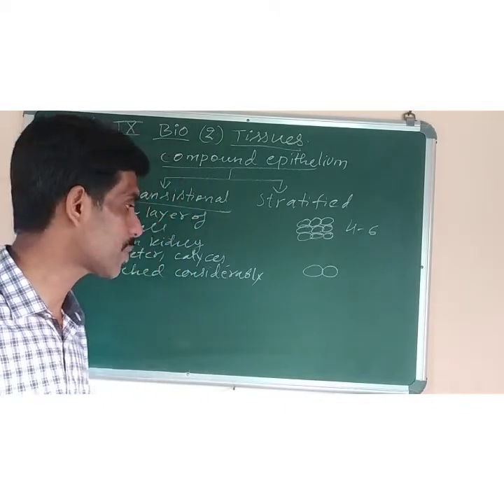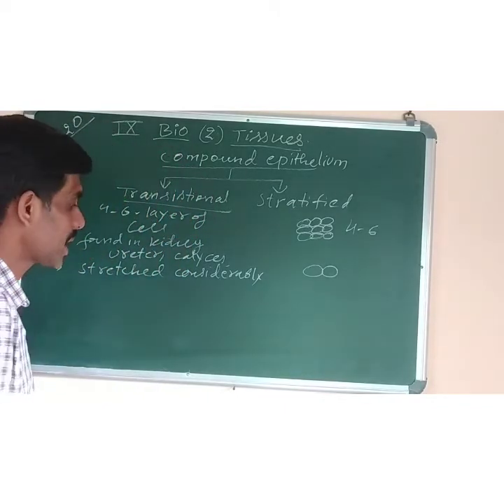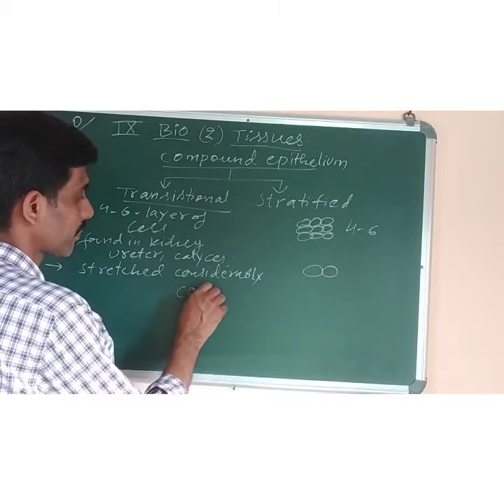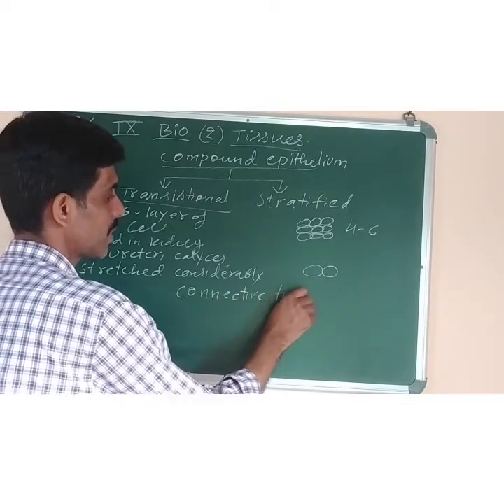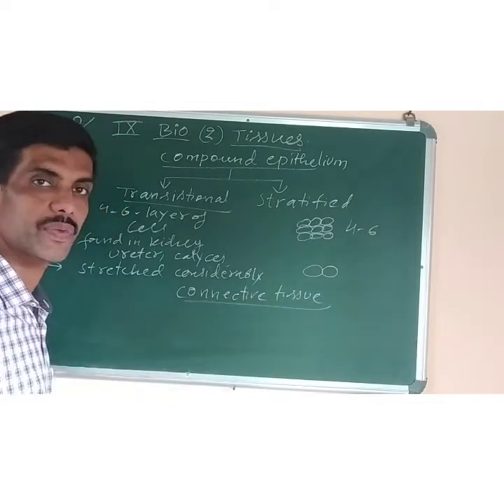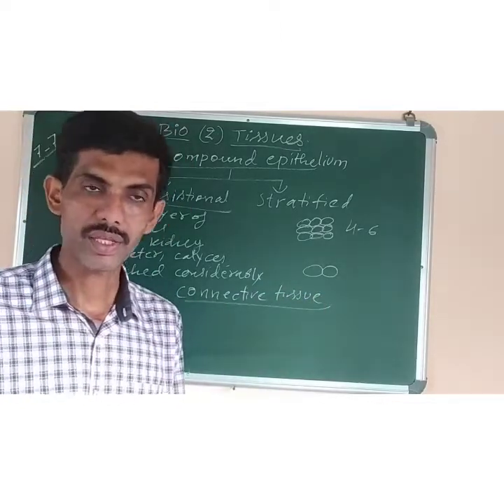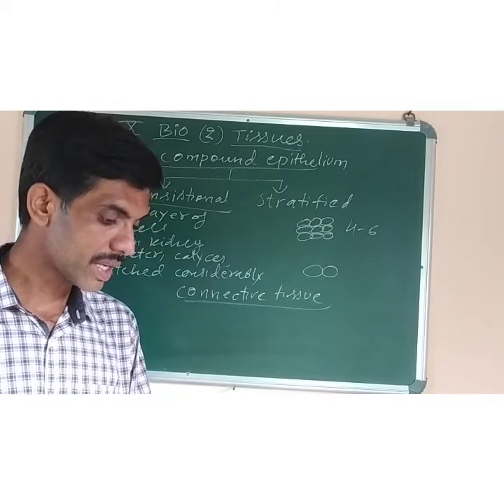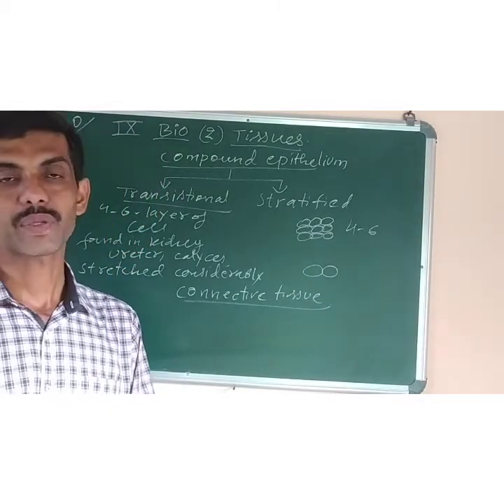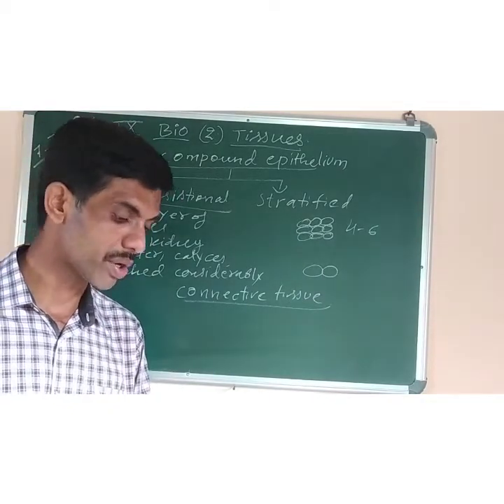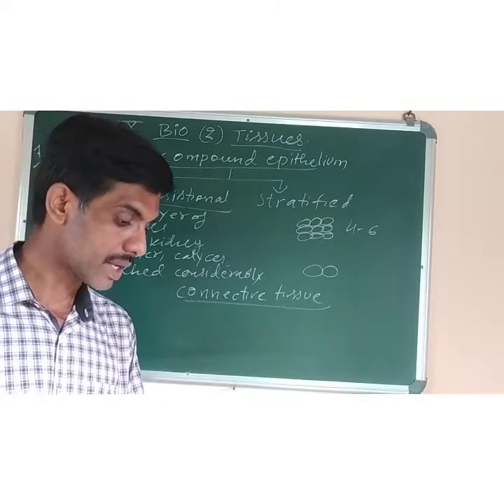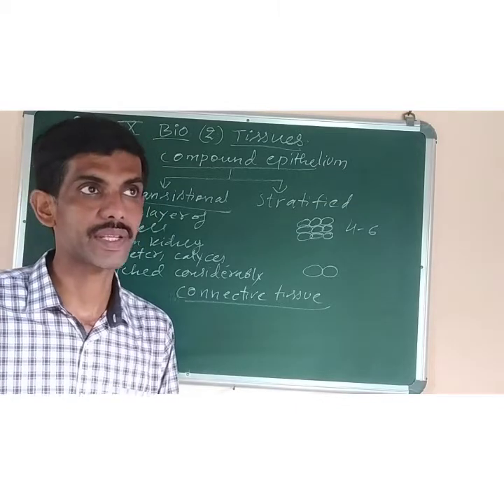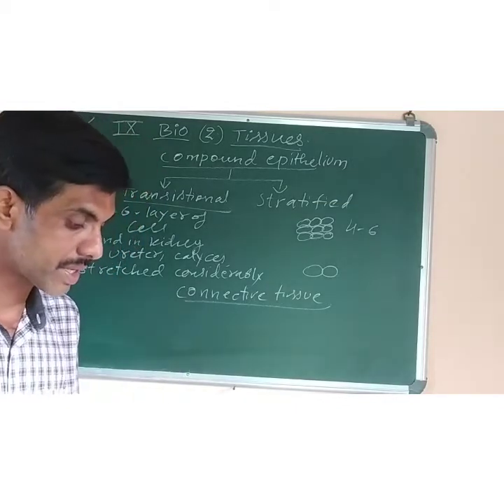Now the next tissue we have to start, that is the connective tissue, the second one. Okay, what is connective tissue? A tissue which connects different parts of the body is called connective tissue, and it is also known as the packing and binding tissue because it gives rigidity and support to different organs of the body. And there is a large amount of matrix, that is intercellular substance, present in it.